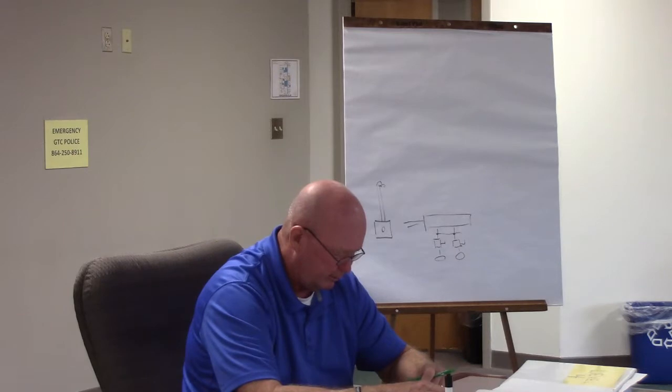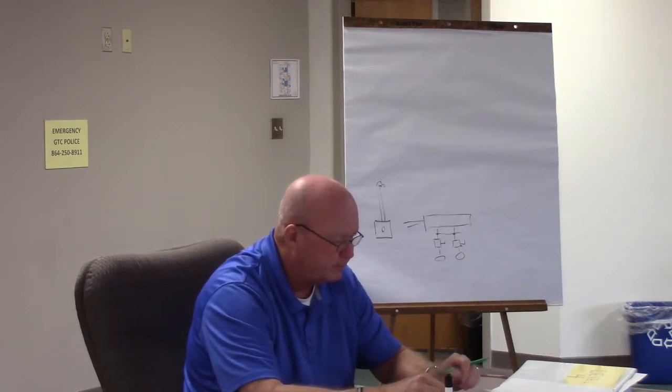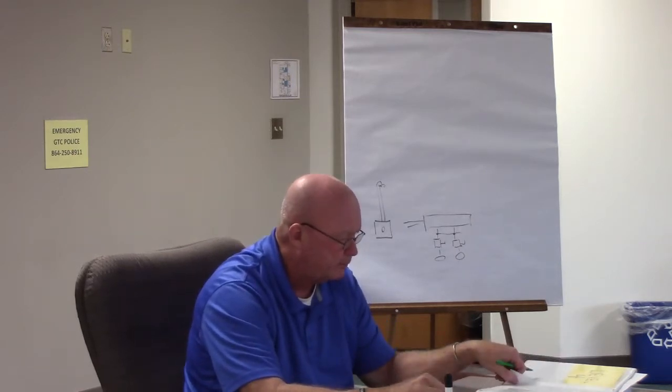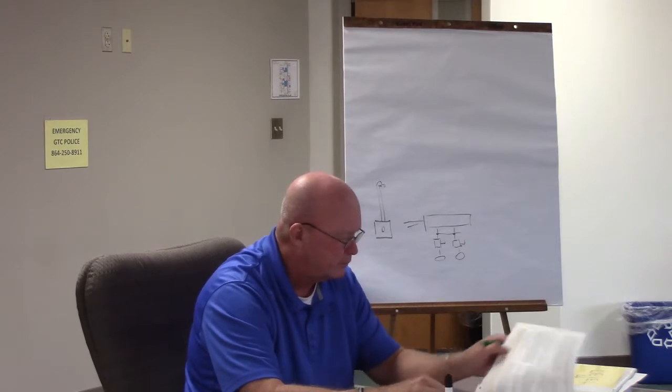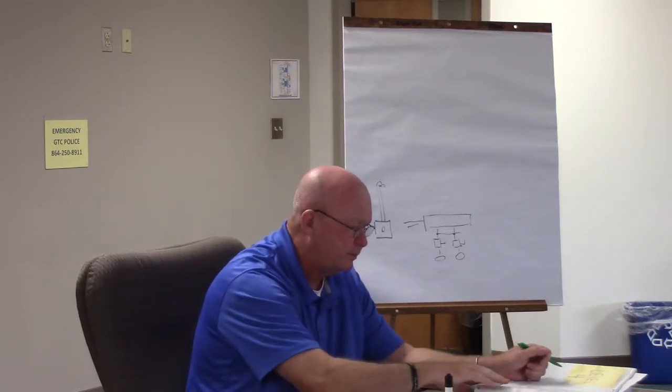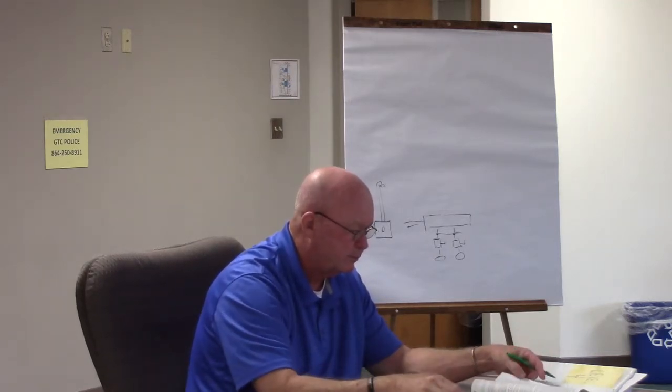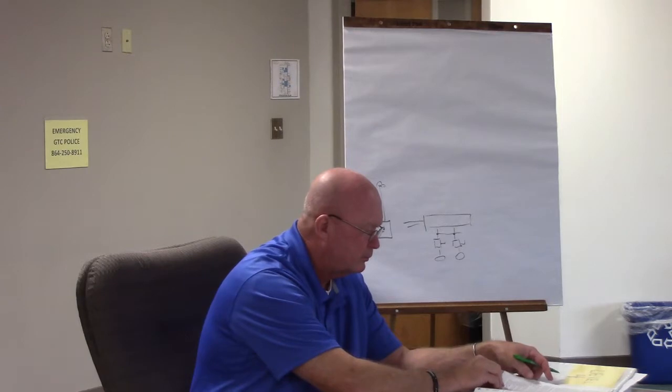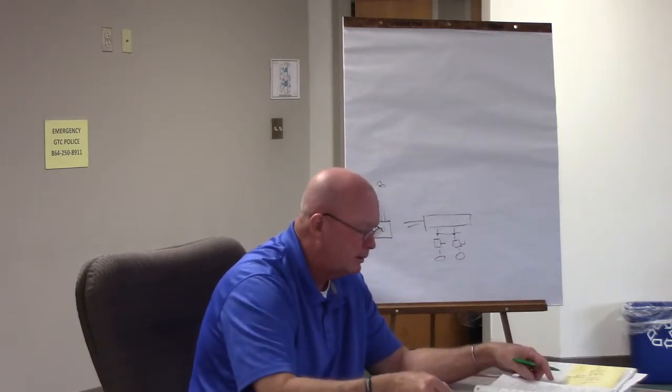Okay. Number 13. When derating conductors, it is permitted to use the ampacity listed for the temperature rating of the conductor insulation instead of the selection ampacity. All right.